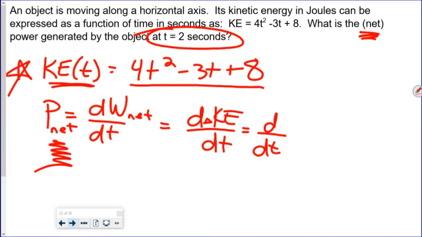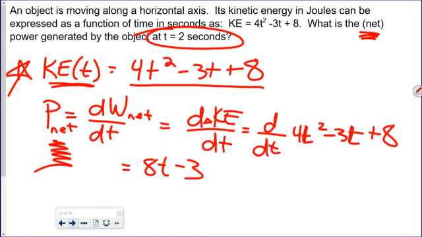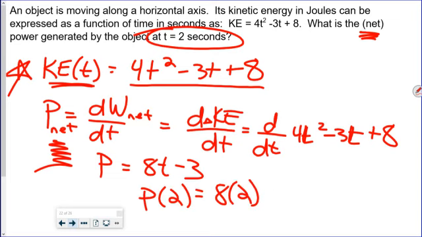So the derivative of 4t squared minus 3t plus 8. Let's see, what does that give you? 8t minus 3. So that's my power. And then at 2 seconds, I'm just going to plug in 2. So 8 times 2 minus 3 gives you 13. So it's got to be watts.